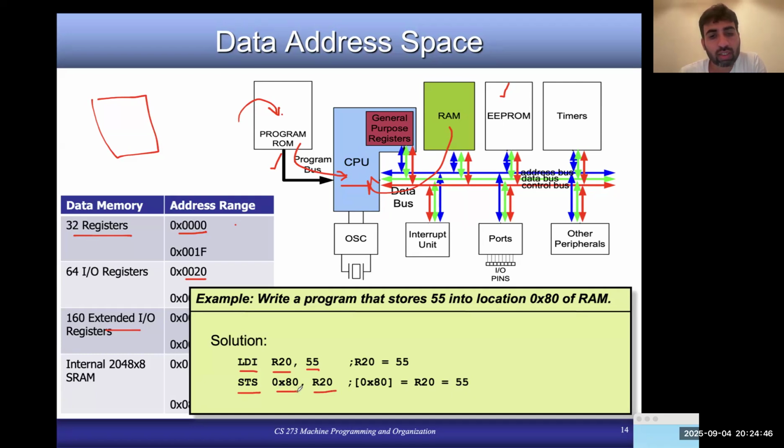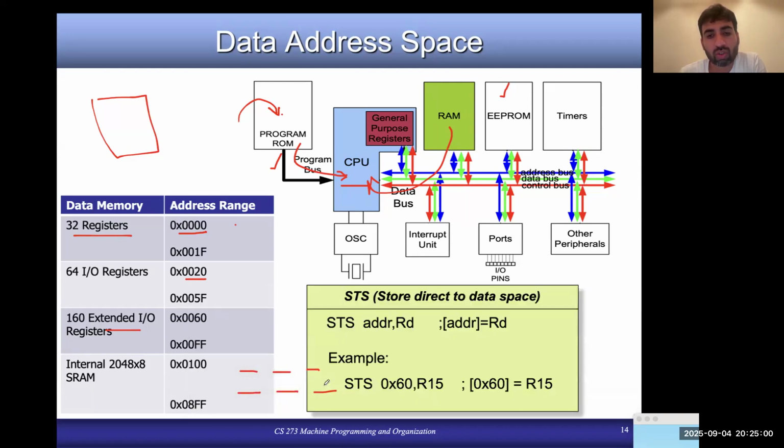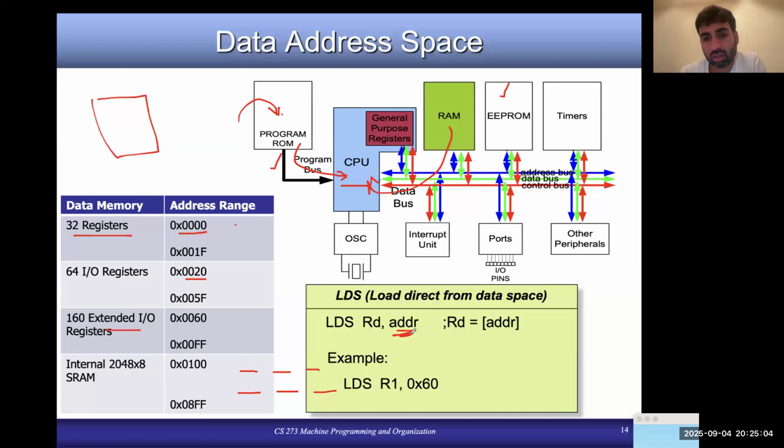One of the students has shared a solution where he or she wrote STS 0x80 and then comma 55. Remember that with the LDS instruction and the STS instruction, you cannot use immediate values. You must use a register here. You cannot use an immediate value with both LDS and STS.